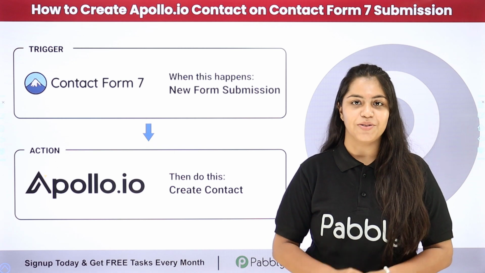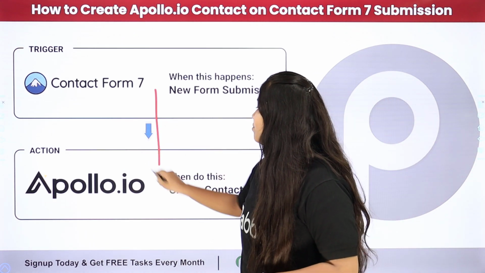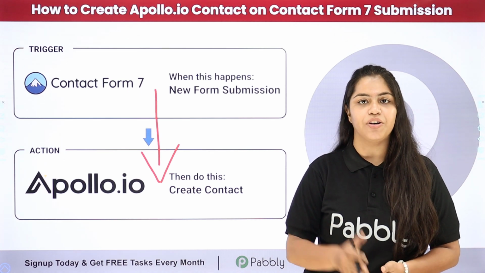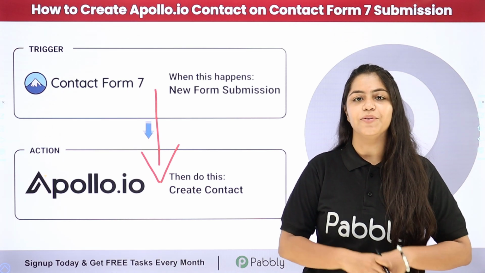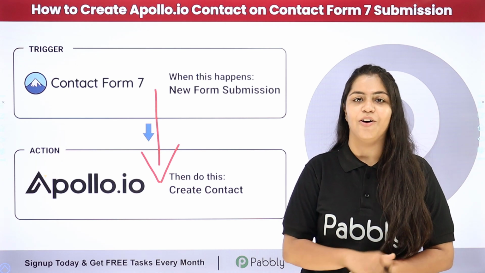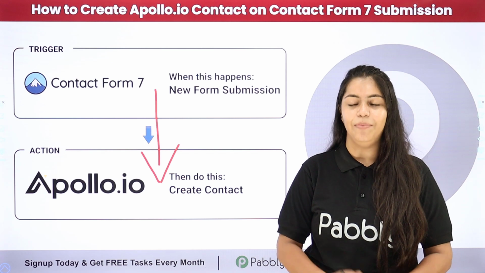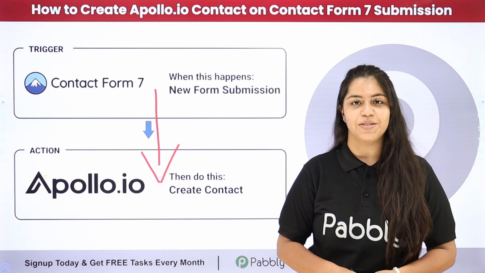So to do this, we're going to create a connection between Contact Form 7 and Apollo.io. To create this connection without knowing any programming or coding language, we are going to use Pabbly Connect. It is an amazing automation software. So do you also wish to learn this process step by step? Then let me take you to my computer screen.